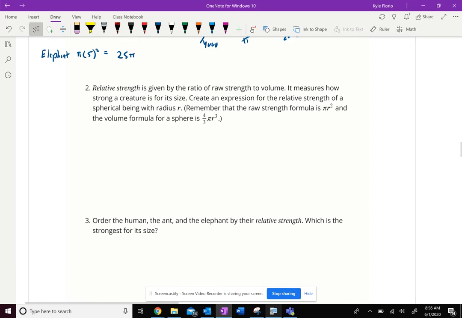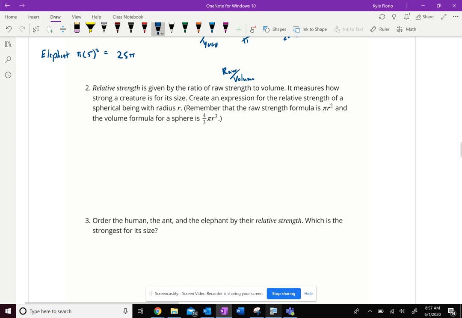Relative strength is given to the ratio of the raw strength to the volume. It measures how strong a creature is for its size. Create an expression for the relative strength for a spherical being with radius r. Remember that the raw strength is pi r squared, and the volume formula is 4/3 pi r cubed.